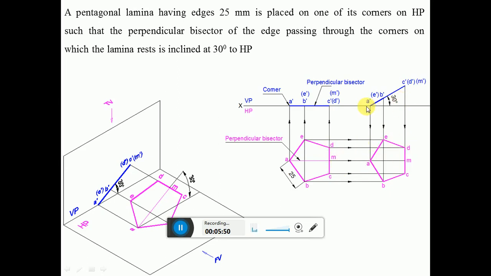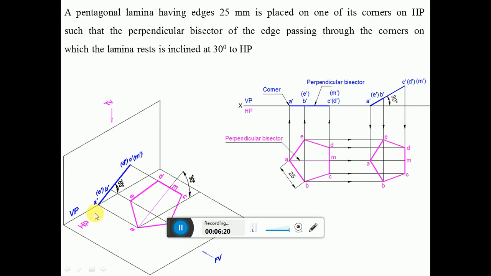Since the perpendicular bisector is inclined to HP, I am getting the apparent length here. Since the perpendicular bisector is parallel to VP, I am getting the true length here. Now the surface is inclined to HP, but still the surface is perpendicular to VP. You can see this entire surface is perpendicular, that is at 90 degrees to VP. You can see this line which is 90 degrees to this vertical line, so obviously that will be a line still.